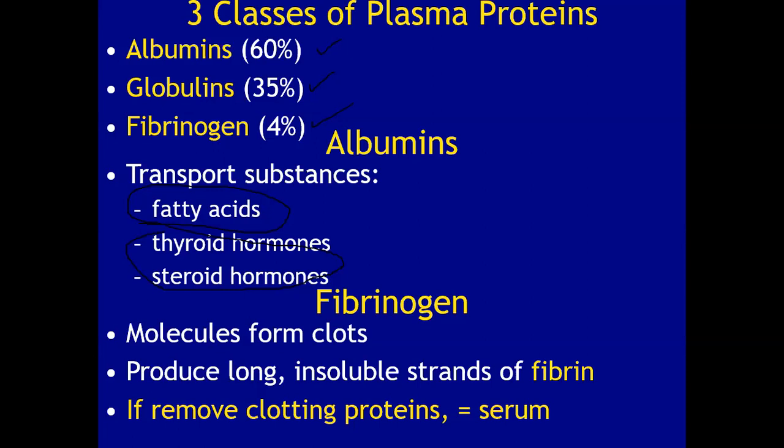Now under certain conditions, we can remove the fibrinogen from the blood and give that to our patients as serum. A lot of times we want to give them serum if they're having problems with clotting. We don't want them to clot. They're clotting too much, so we're going to give them serum to dilute that.